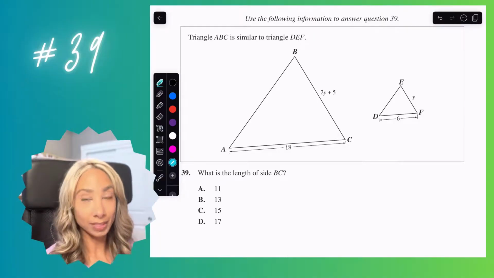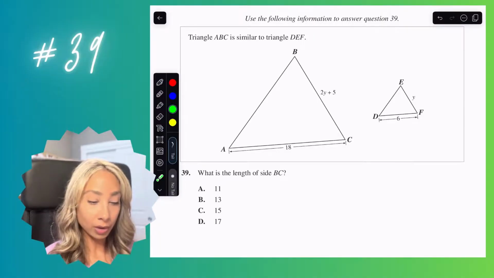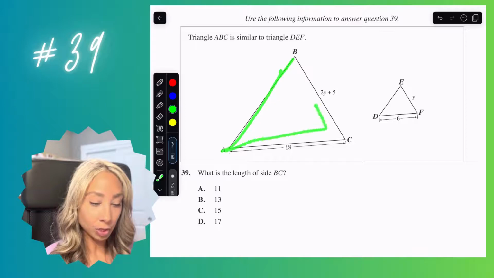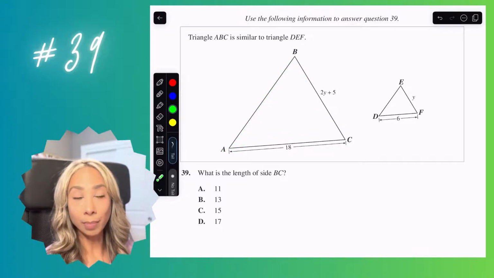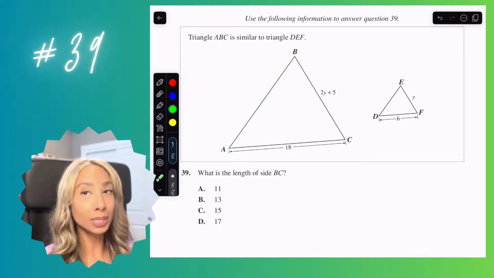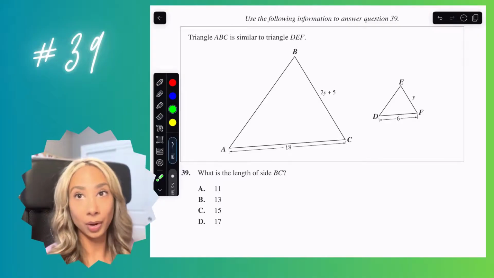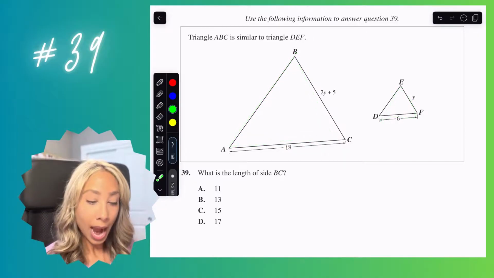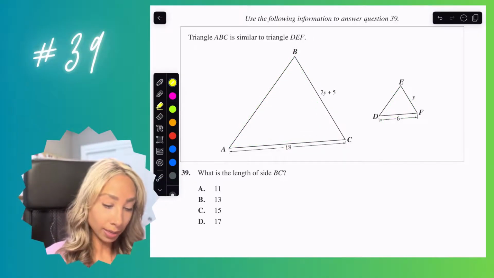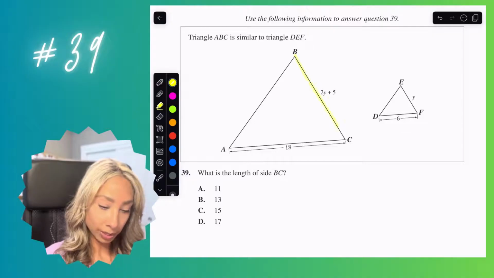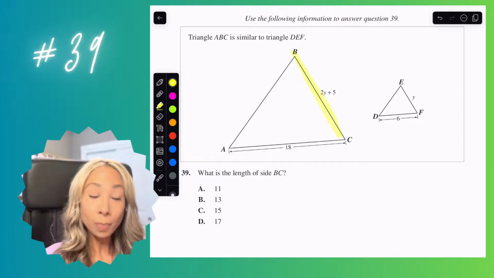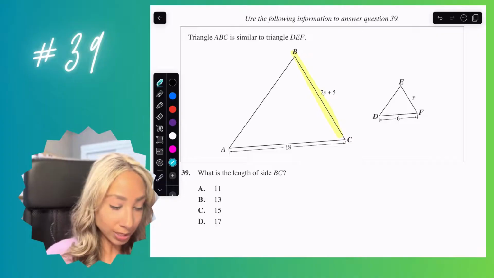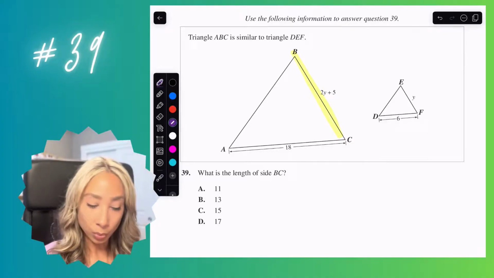Okay, number 39. With this, we know we have similar triangles. Similar triangles basically means we have triangles where all the angles are the same. The only difference is, again, we zoomed in on one or shrunk one, depending on how you want to look at it. So we've got our big triangle and we know it's similar to this one. Our job is to figure out the length of BC. So here's our length here.